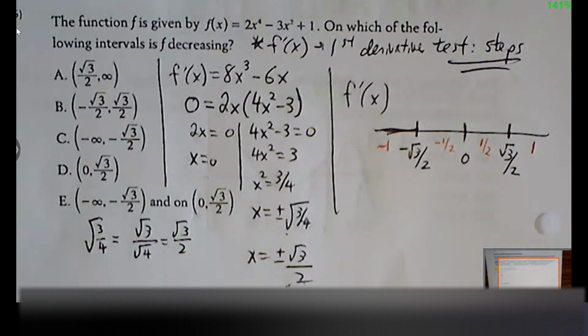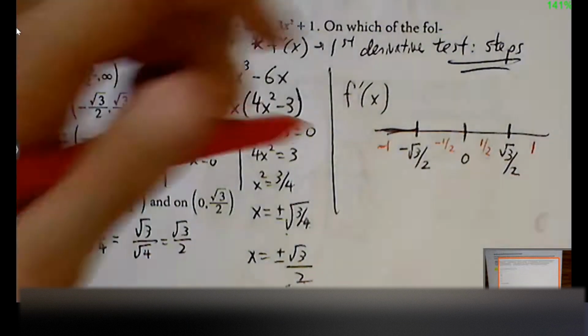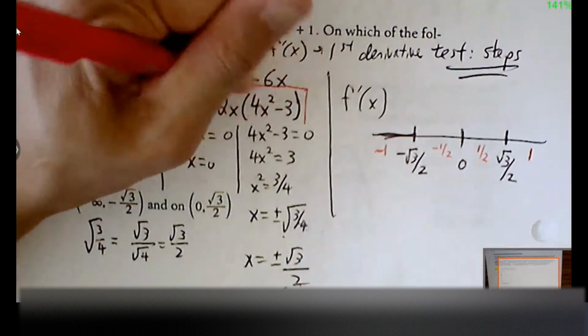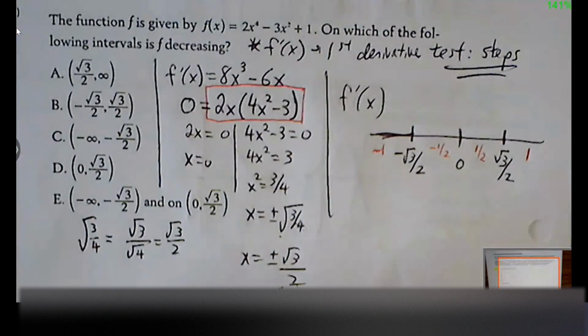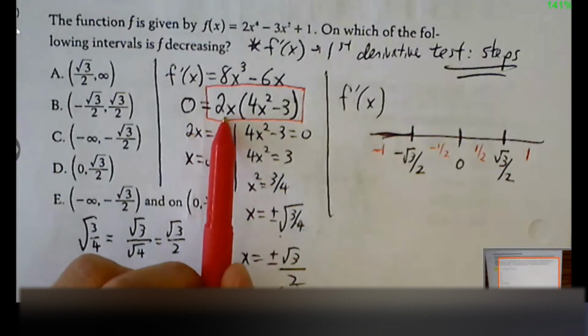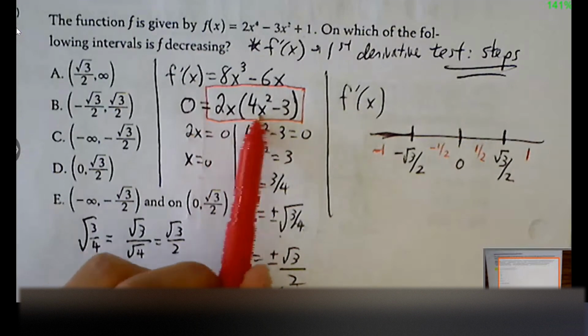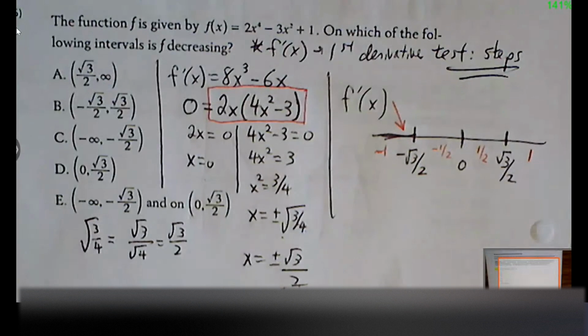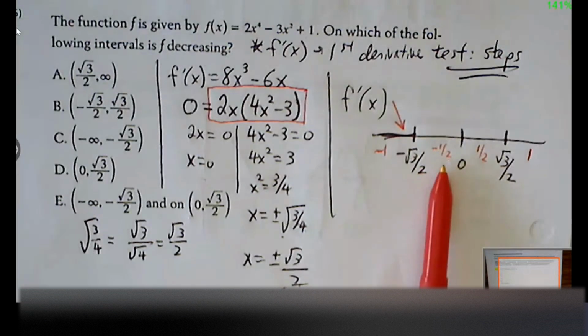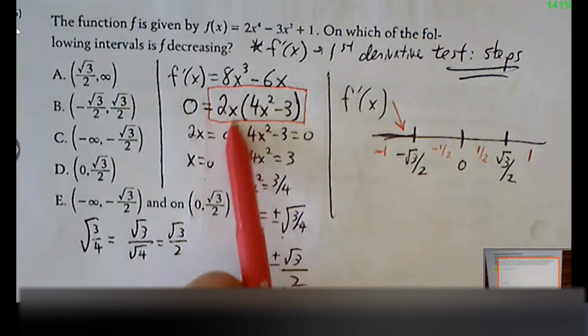We test it against our derivative function. I think the factored form is a little bit easier to plug into. So I'm going to insert negative 1. Negative times positive is negative, so decreasing. Plug in negative 1/2, I'll get a negative here.